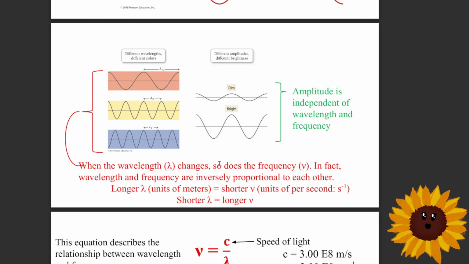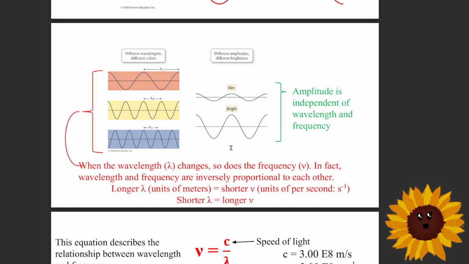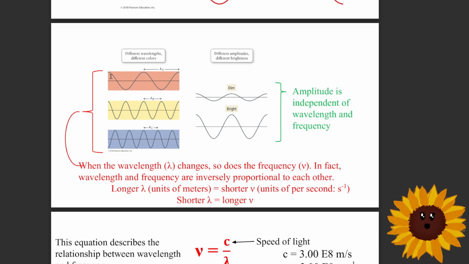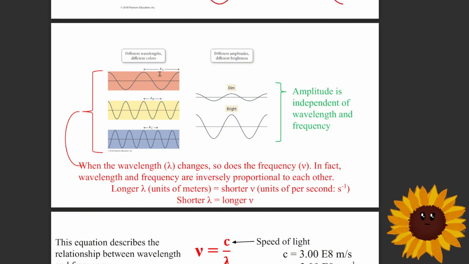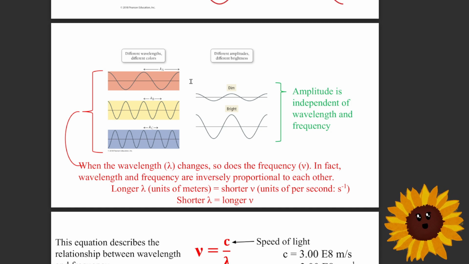In fact, wavelength and frequency are inversely proportional to each other. Longer wavelength equals lower frequency. So when they mean longer wavelengths, they mean there's more space in the wavelength. You can see here, this wavelength is much shorter and this wavelength is much longer. So the longer the wavelength, the more it's stretched out, and so the lower the frequency.